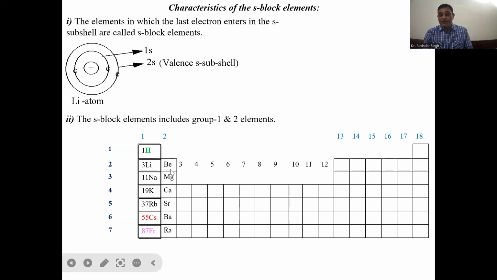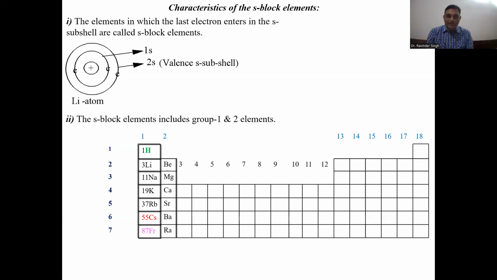So what is the atomic number of the next? After 11, that is 12. You can see the atomic number of beryllium is 4. So 4 plus 8, 12, is the atomic number of magnesium. 12 plus 8, 20, is the atomic number of calcium. 20 plus 18, 38, is the atomic number of strontium. 38 plus 18, 56, is the atomic number of barium. And 56 plus 32, atomic number 88, is that of radium.